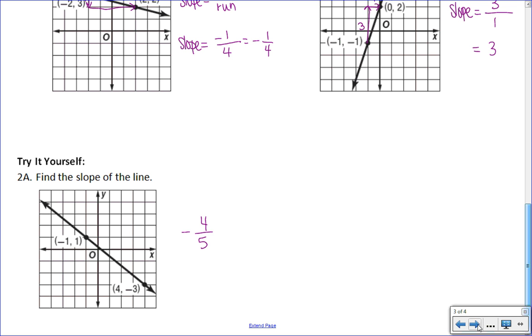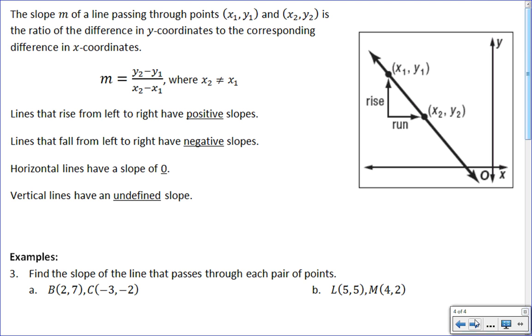Okay, let's continue on to the next page. The slope m of a line passing through points x1, y1 and x2, y2 is the ratio of the difference in y-coordinates to the corresponding difference in x-coordinates. And then you have this formula, m equals y2 minus y1 over x2 minus x1, where x2 does not equal x1. Whew, that's a lot of stuff, and it probably didn't make a whole lot of sense to you.